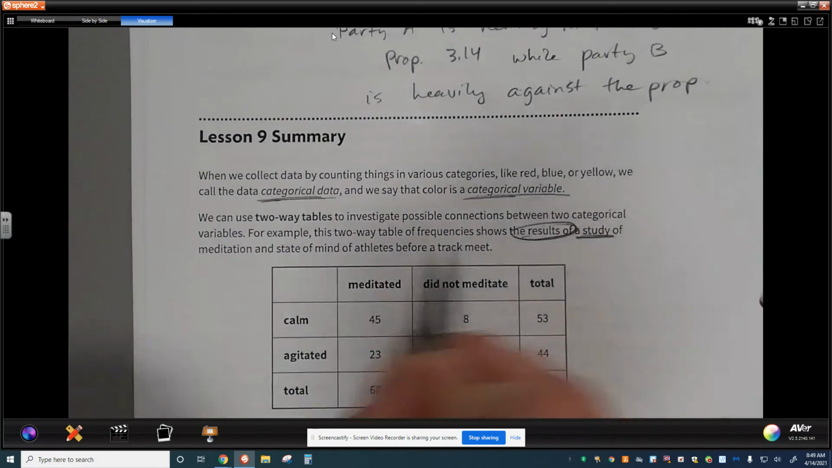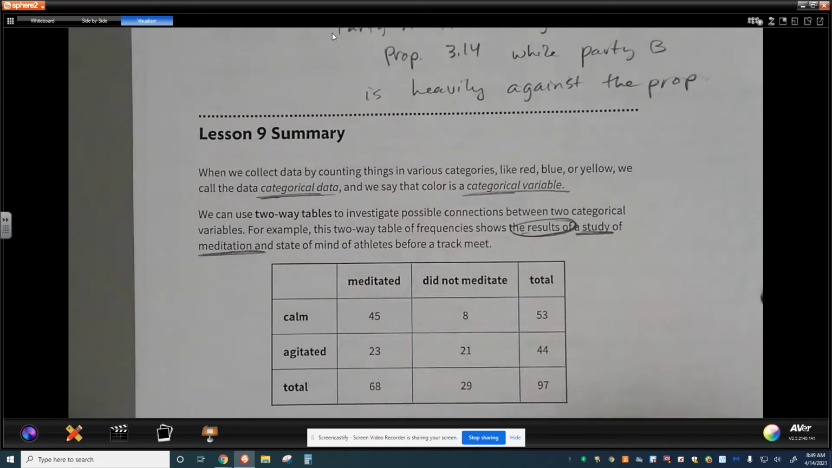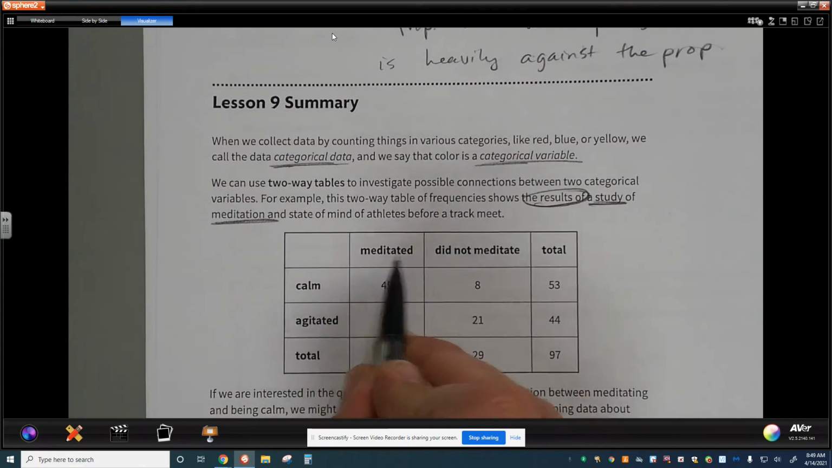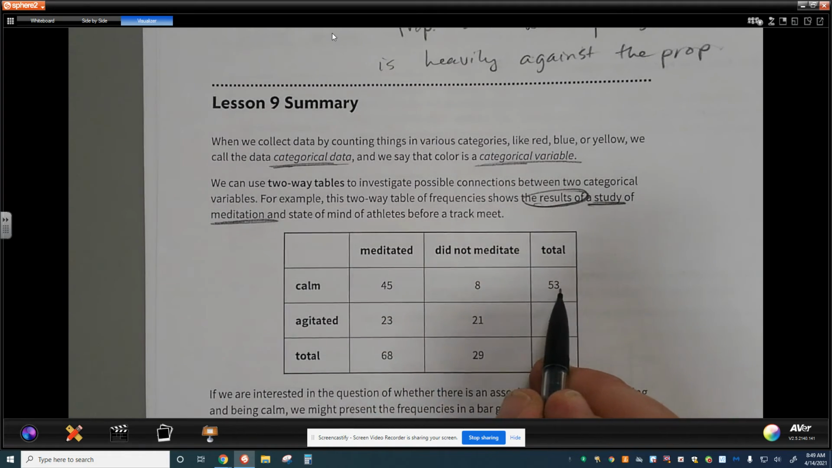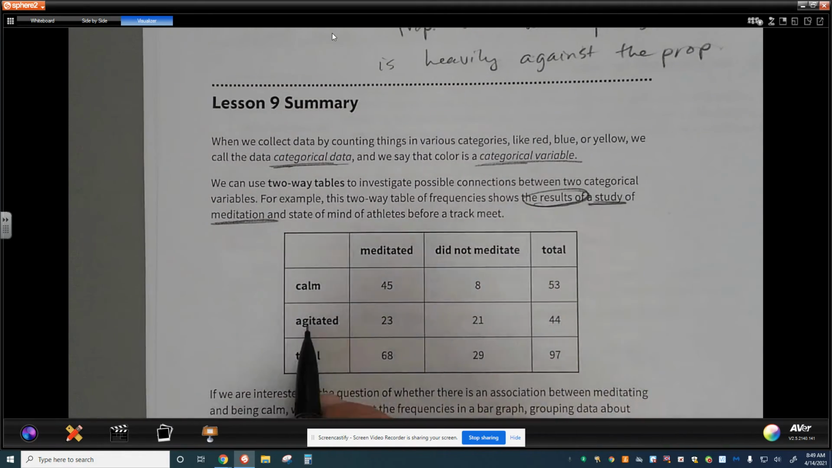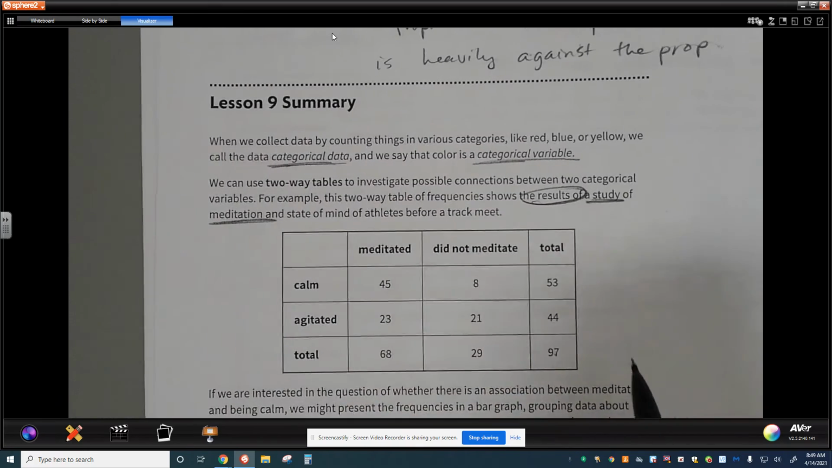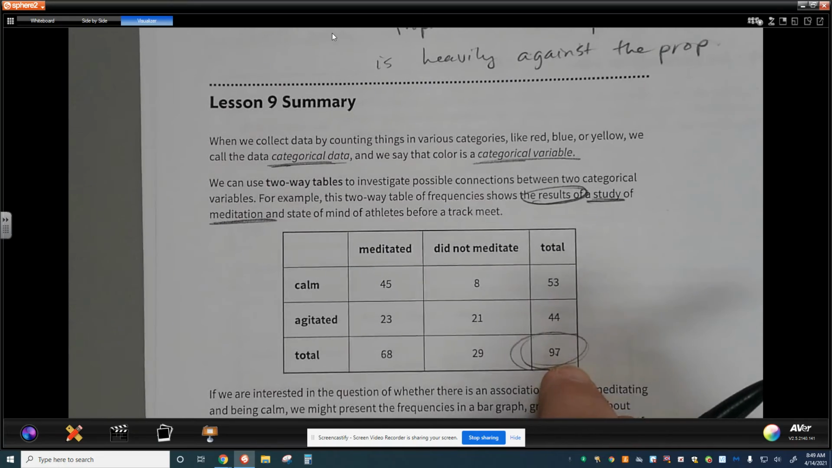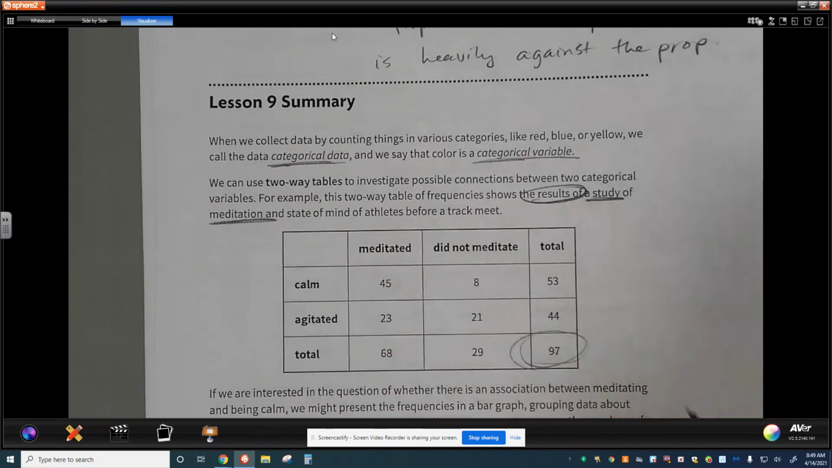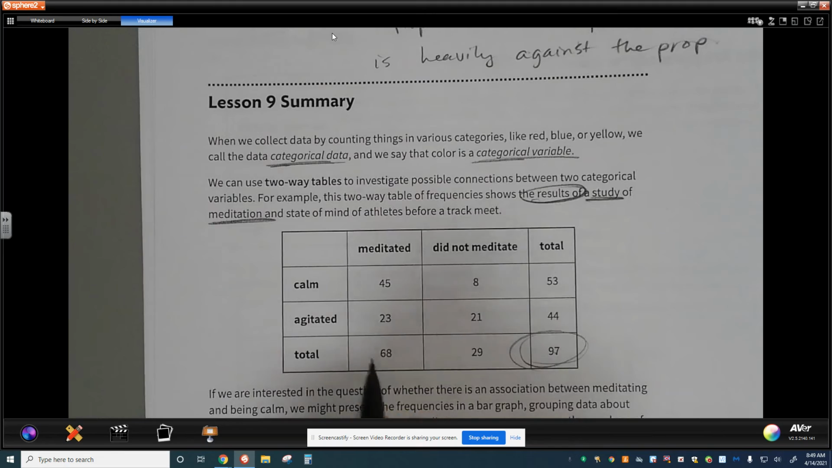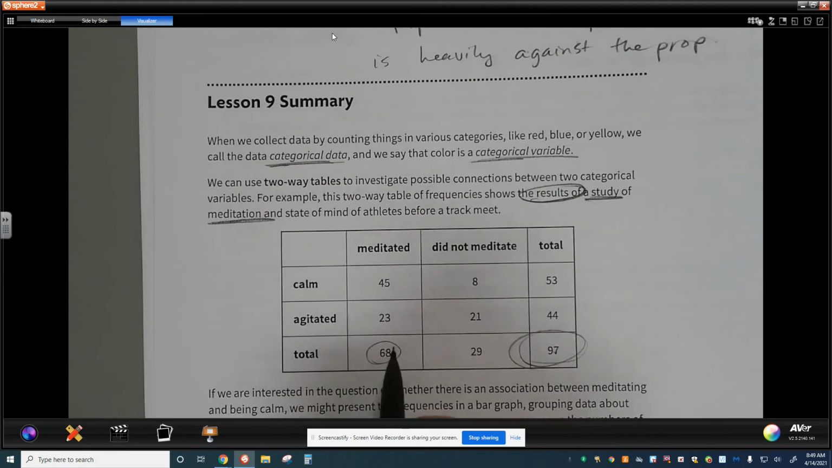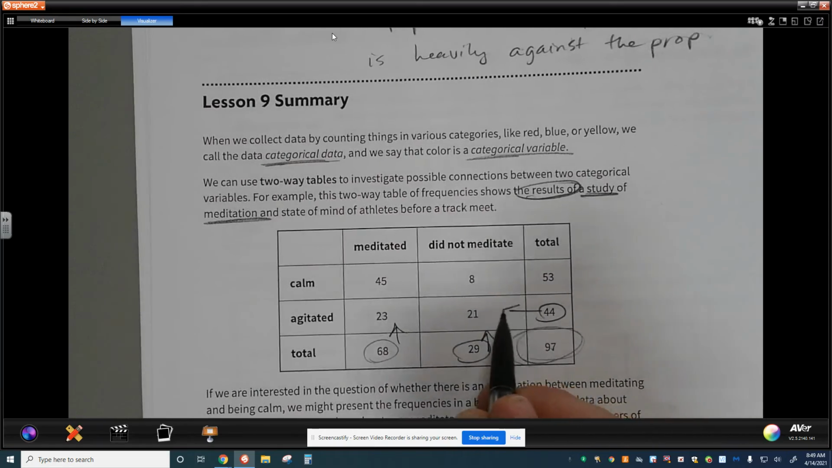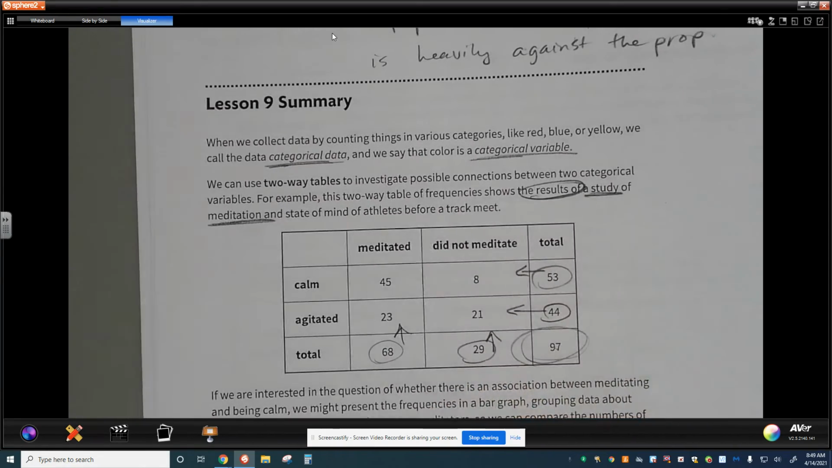In this example, here's another table. It's the results of a study of meditation in athletes before a track meet. And we talked about these people that meditated versus did not meditate. There were 53 people that stated that they were calm, 44 that were agitated, total of 97 people. This is really an important piece right here, because the total, 97, represents the entire group. You'll notice that this final category down here also represents a total of the values above. And these totals represent the inner pieces as well.